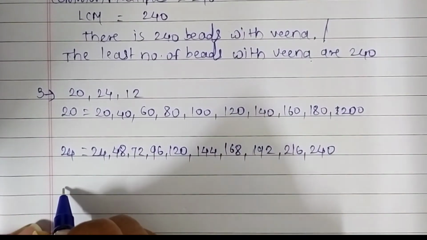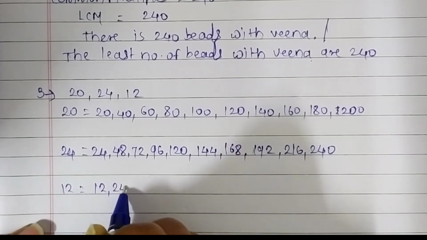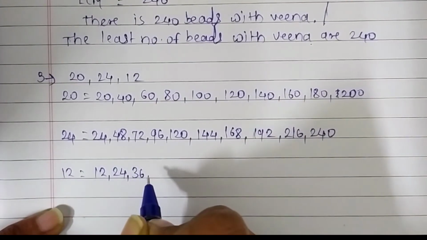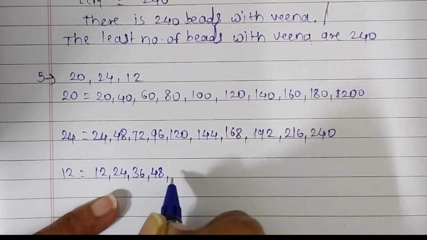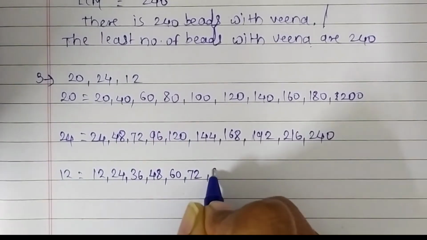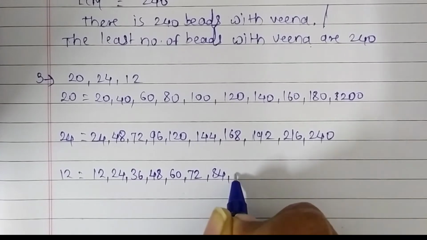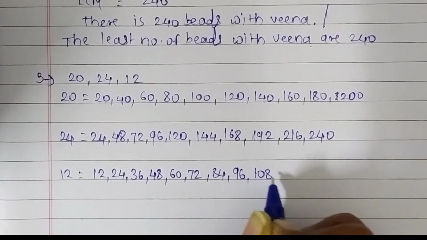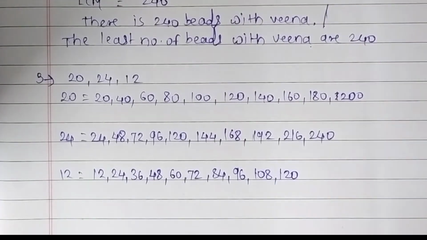Now let's write the table of 12 here. 12 ones are 12, 12 twos are 24, 12 threes are 36, 12 fours are 48, 12 fives are 60, 12 sixes are 72, 12 sevens are 84, 12 eights are 96, 12 nines are 108, and 12 tens are 120 here.